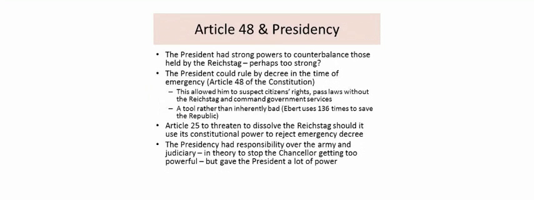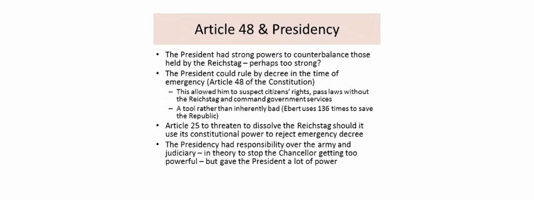This is a problem. As well as this, because the President had responsibility over the army and the judiciary, in theory to stop the chance of anyone getting too powerful, this meant the President, who already has Article 48, now has a lot more power. If you control the people with the guns and the people who decide what is legal and illegal, then you can use that a lot to threaten and get your way, and use that to remove your enemies.